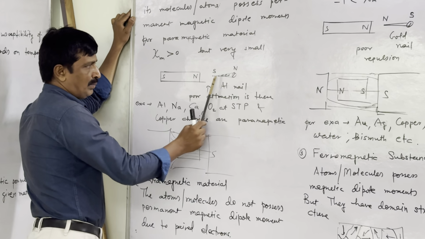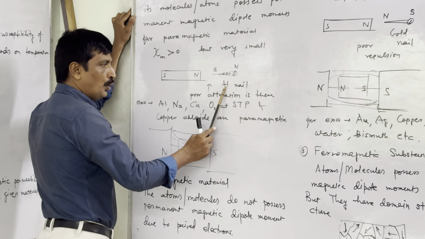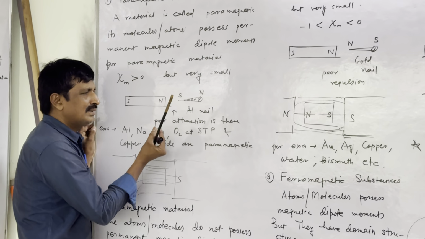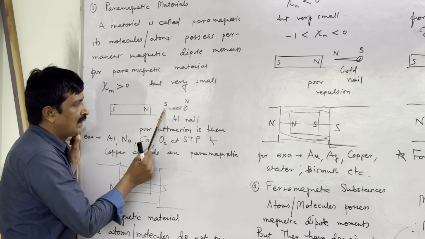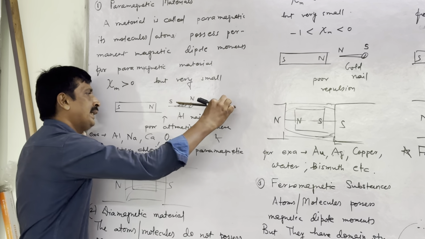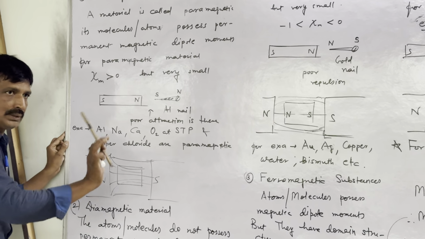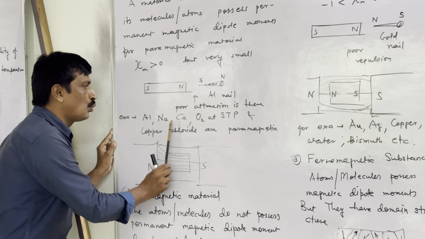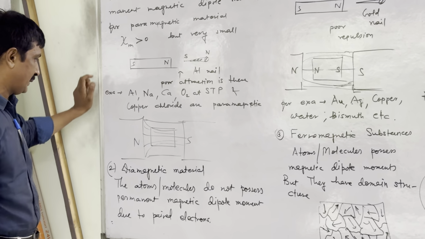If we place a bar magnet, and suppose this one is an aluminum nail. Aluminum is paramagnetic, so a dipole moment is induced, but very feeble. Here N, so the dipole moment is here S and N. So it is attracted towards the stronger magnetic field. For example, aluminium, sodium, calcium oxide at STP, and copper chloride are paramagnetic.